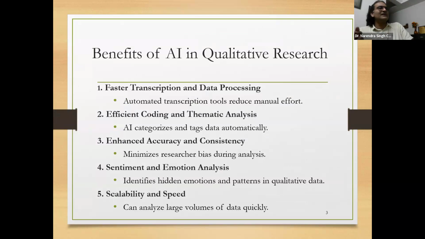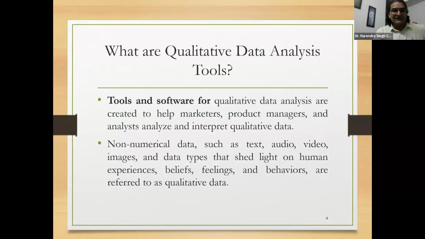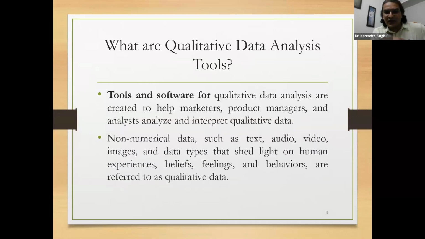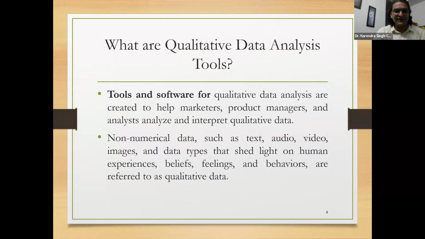So there are many qualitative data analysis tools which now have AI built into them. For example, the tools and software. There are many tools which I'm using for analyzing and interpreting qualitative data, where I can analyze text, audio, video, and images, data types that shed light on human experiences, beliefs, feelings, and behaviors.